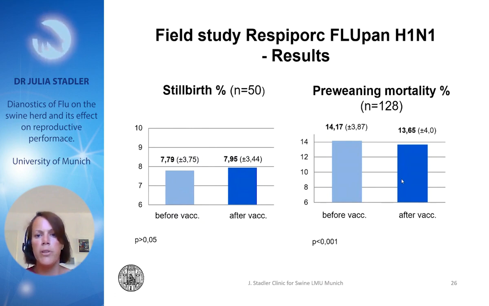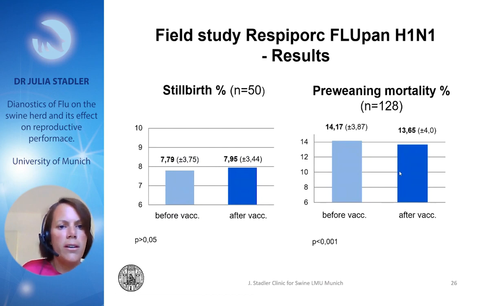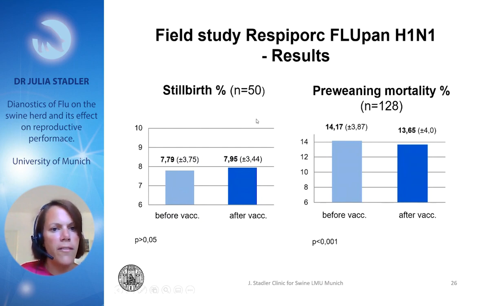Consequently, the pre-weaning mortality also decreased from 14.17% to 13.65%. The only assessed parameter in our study that was not significantly influenced by the vaccination was the number of stillborn piglets.